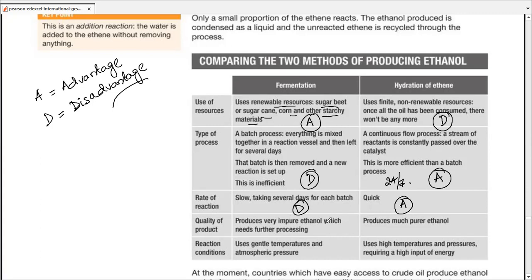Fermentation produces very impure ethanol, which needs further processing. Of course, fractional distillation is what we are talking about, so that's a disadvantage. Hydration produces very pure ethanol, so that's an advantage. Fermentation uses gentle temperatures and atmospheric pressures, which makes the process simple, so that's an advantage. However, hydration of ethene uses high temperatures and high pressures, requiring a high input of energy, which puts it at a disadvantage.